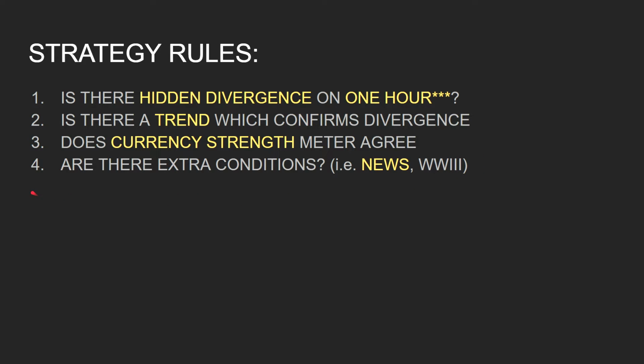I'm going to write this out and put a nice handout sheet. That way you have really good set entries for your trades. Is there a hidden divergence on the 1 hour? It has to be 1 hour. And you can trade majors, minors, gold, silver, oil, whatever you want. I prefer the majors, minors, and gold only because they're a lot better and easier, more volatile. Then, if that's a yes, then you have to look: is there a trend which confirms the divergence?